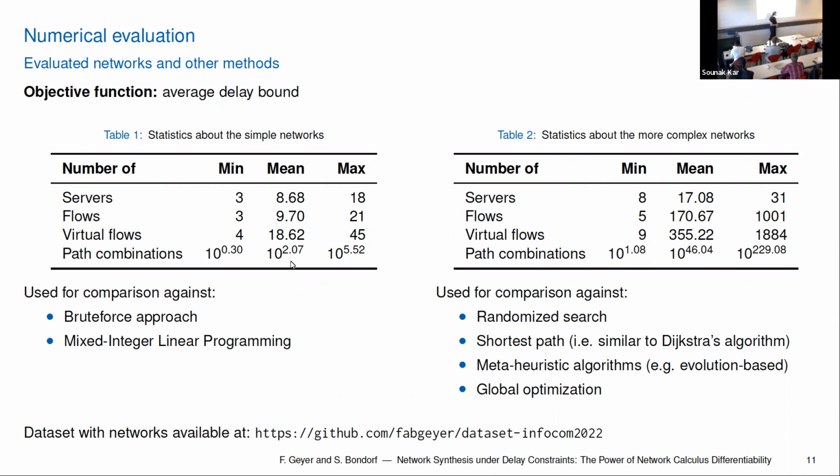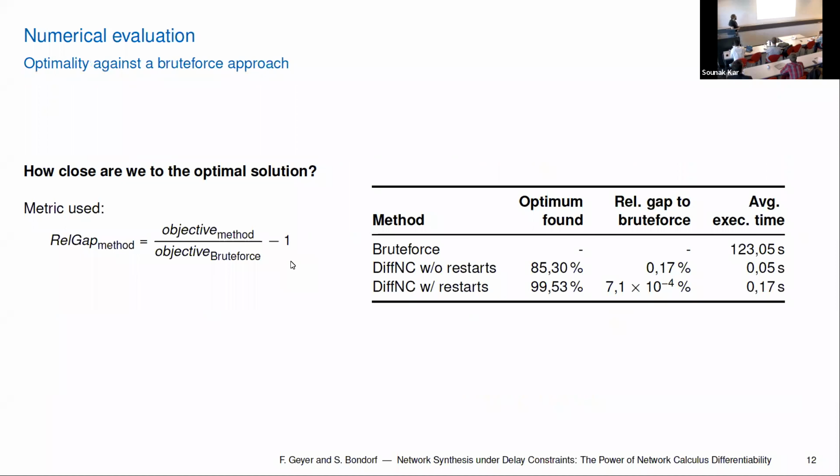So for the larger network, to have some benchmarks, what we did, we randomized the search, so just randomly taking the paths. We benchmarked against shortest path, which is often used, and some metaheuristics. Again, this we can use a library, and the library provides us with some heuristics, some optimization methods that we use. The dataset, by the way, is available online in Fabian's GitHub repository. All right.